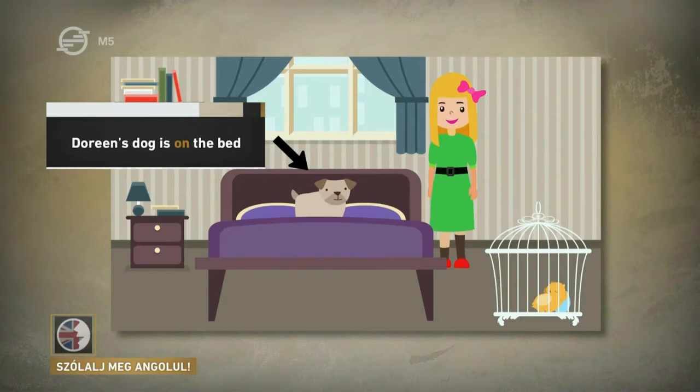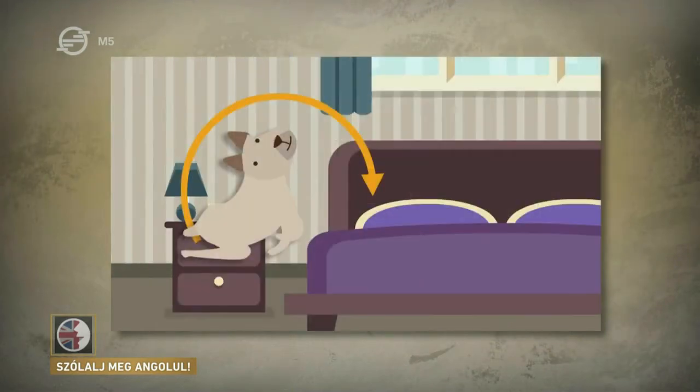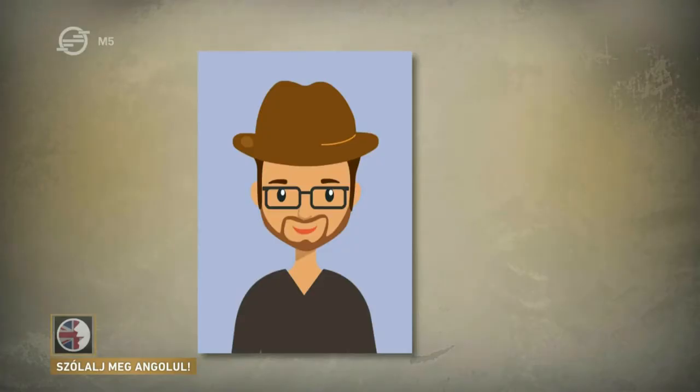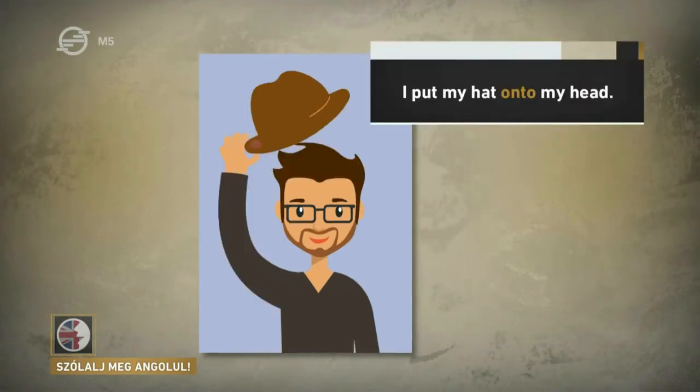So, just like with in and into, on and onto are connected. In is a preposition of place, and the same idea with movement is into. On is a preposition of place, and the same idea connected to movement is onto. Look at these two pictures. First we have on. Doreen's dog is on the bed, and this is onto. So, you see, they're connected, but one is a preposition of place and the other is a preposition of movement. My hat is on my head. How did my hat get there? I put my hat onto my head.